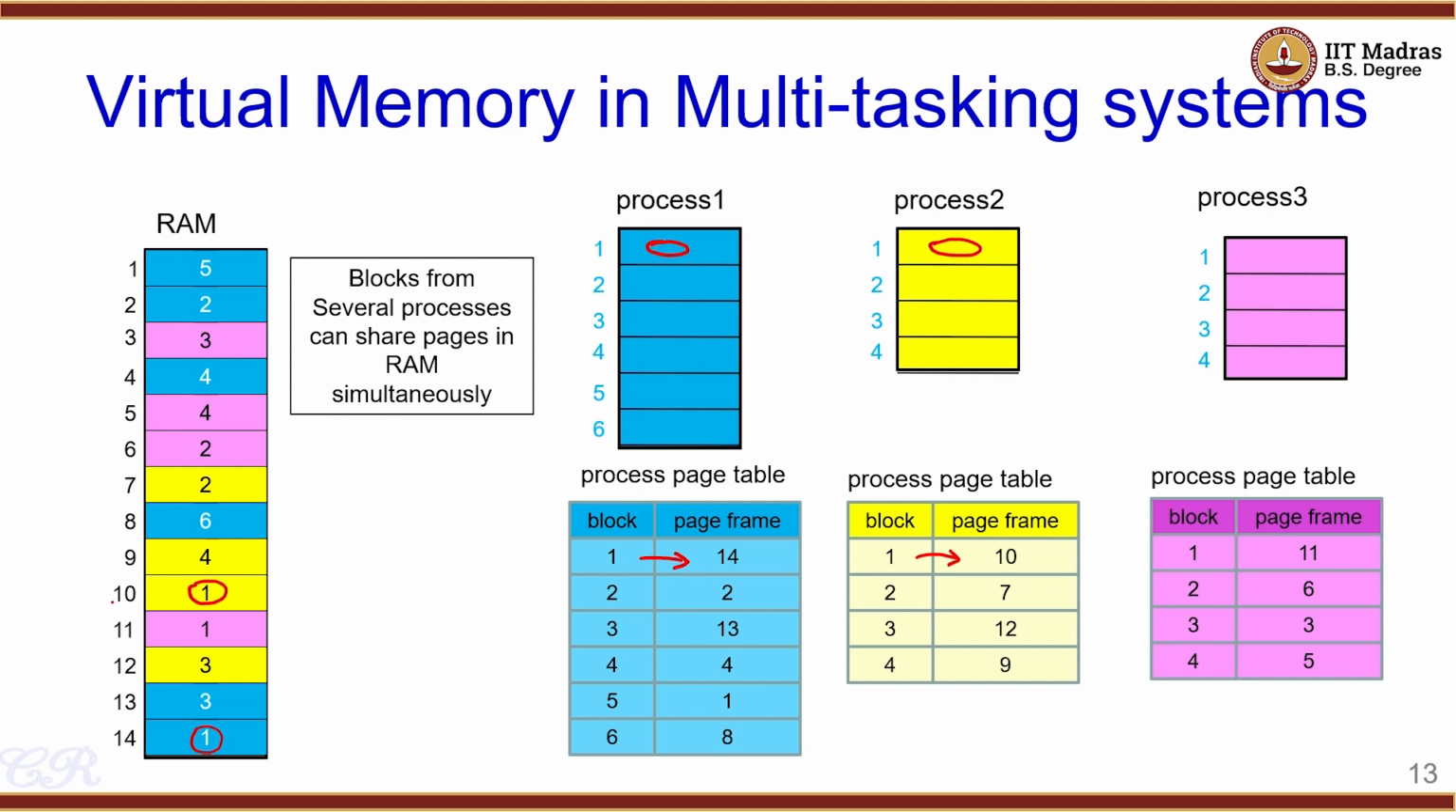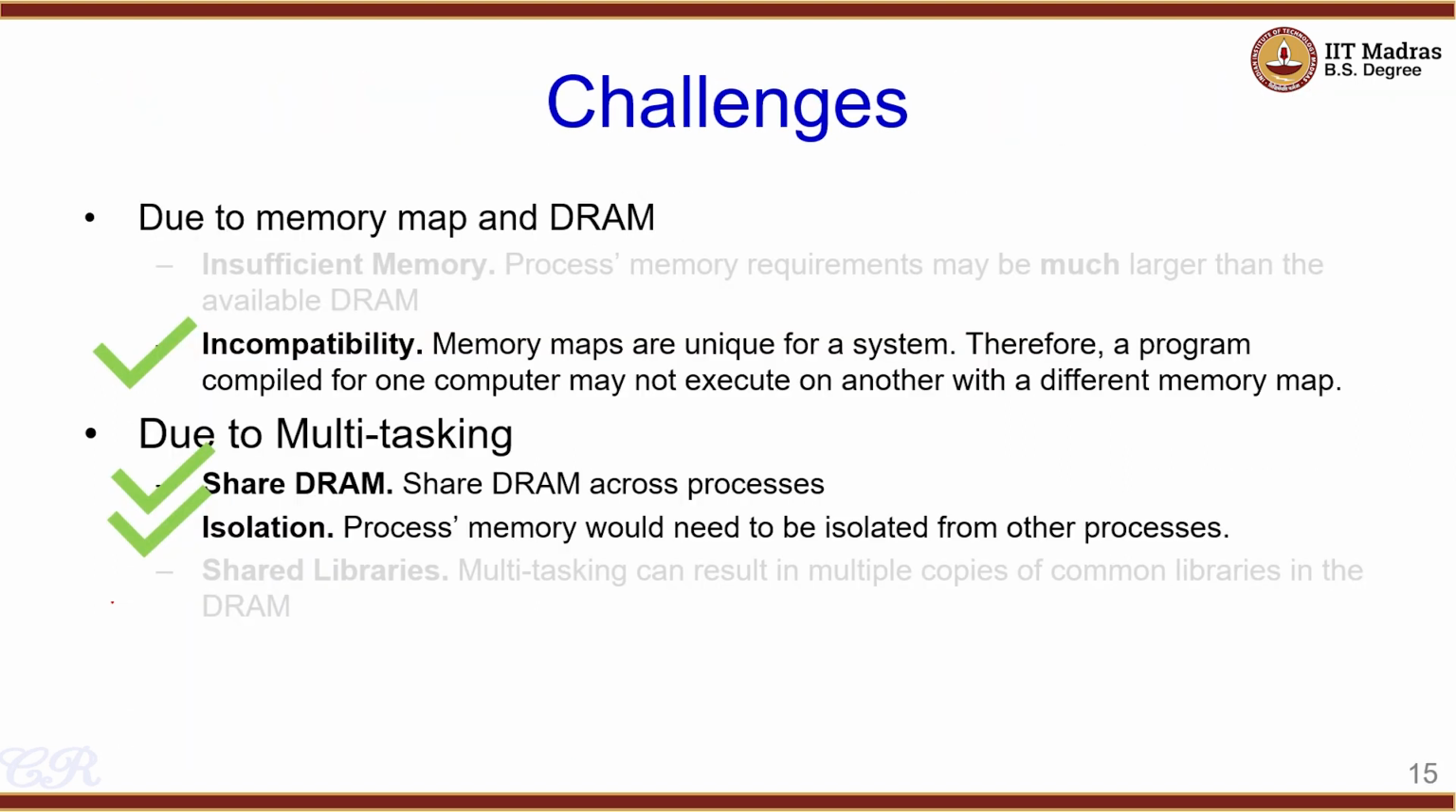So, you notice that even though each process could have the same overlapping addresses from 0 to 2 power 32 minus 1, within the DRAM they get mapped to different regions, to different pages. Okay. So, how does this essentially help us? With the help of this, we are able to share the DRAM across processes.